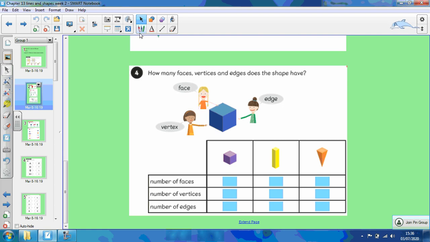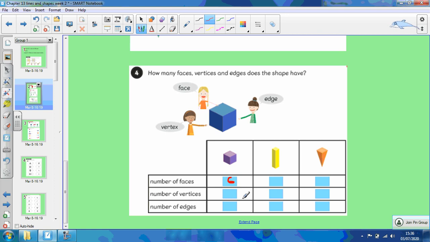Okay, now I'm going to attempt to write on the answers, so bear with me. A cube then has 1, 2, 3 around the back there, 4 around the back there, 5 on top, and 6 on the bottom. So the cube has 6 faces.